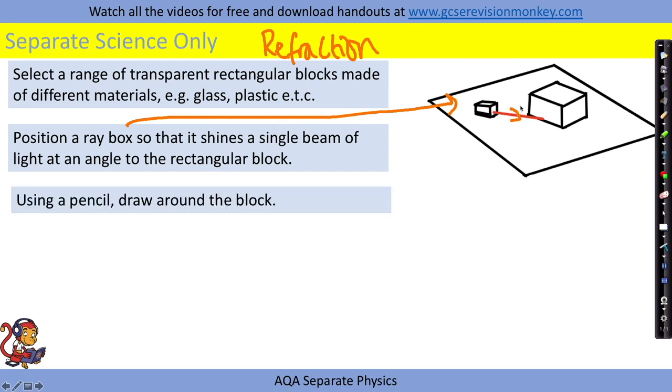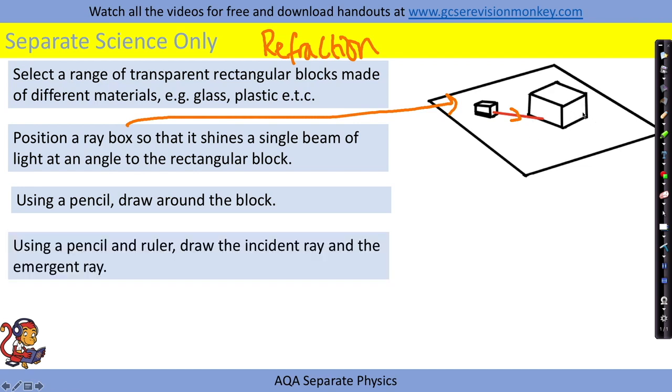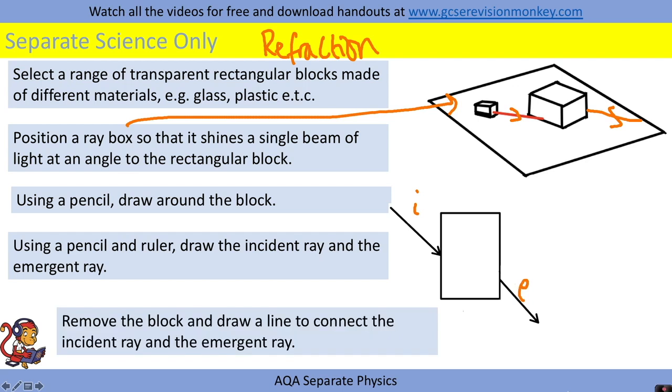Using a pencil, we then draw around the block. And using a pencil and ruler, we draw the incident ray, which is this one here, and the emergent ray that comes out of the block. So our diagram might look something like this to start off with. The outline of the block with the incident ray and the emergent ray that comes out of the block. We then remove the block and draw a line to connect the incident ray and the emergent ray, which is shown in this diagram here.